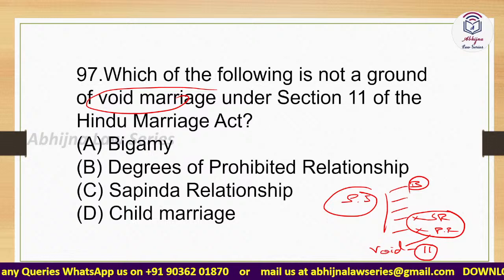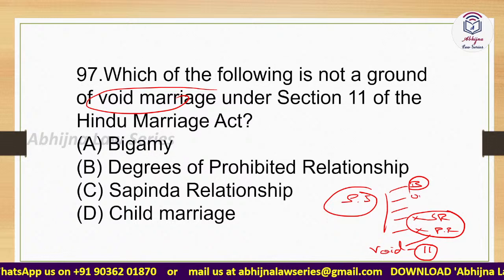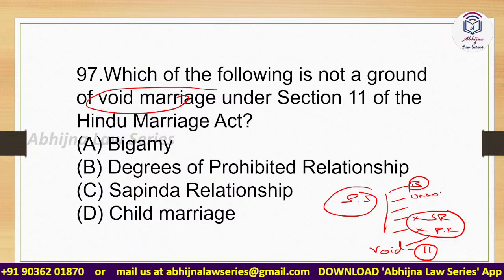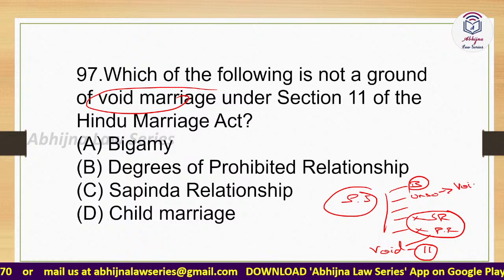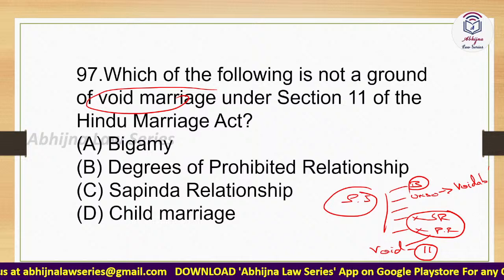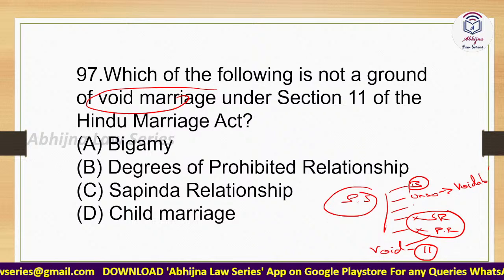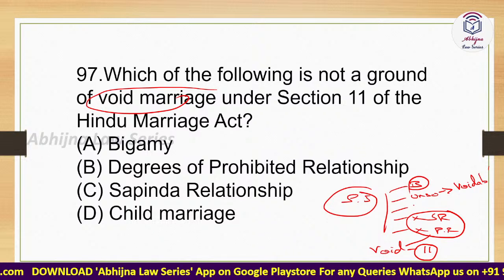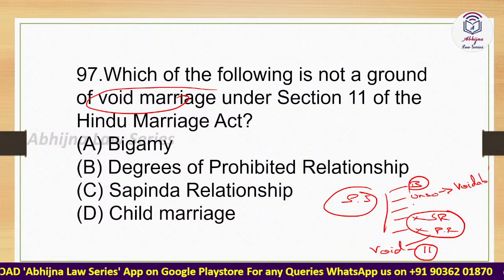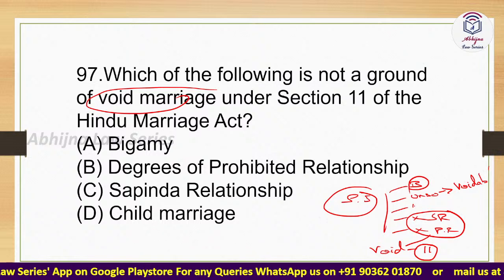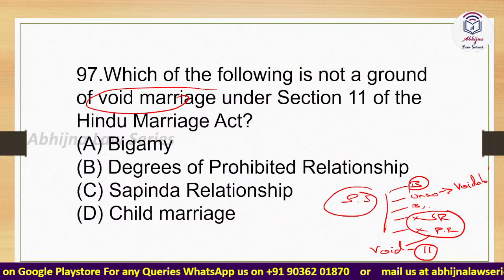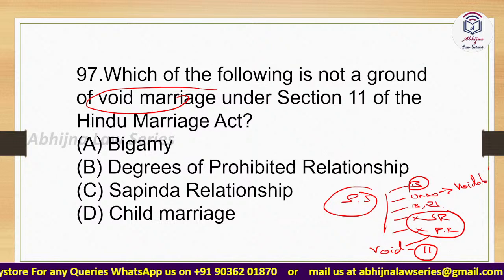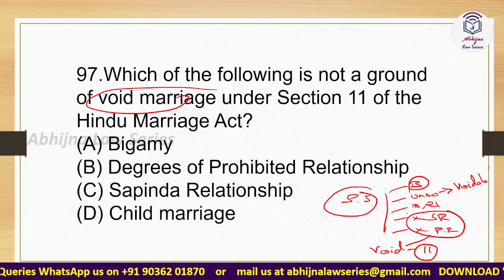The next condition, the second condition, was that if they are suffering from unsoundness of mind, then the marriage may become voidable. It may be voidable at the option of the party. Then the third condition is the age: the bride should not be below 18 years, and the bridegroom should not be below 21 years.